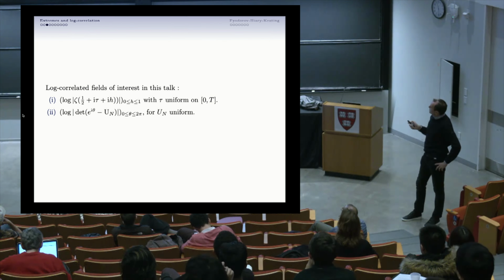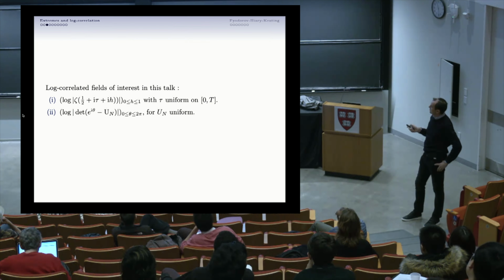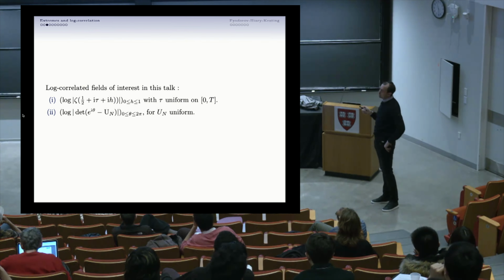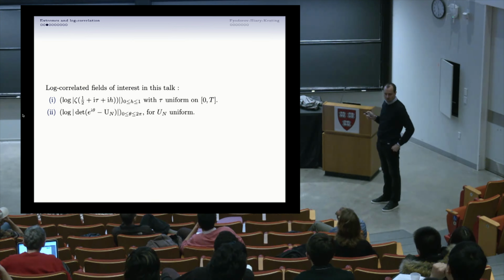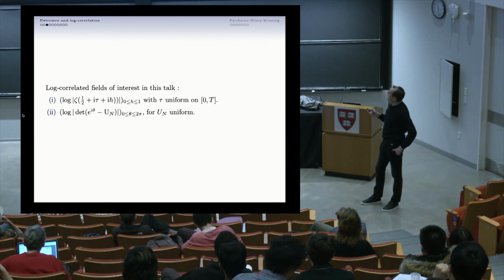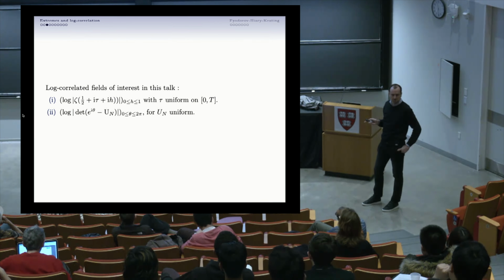Okay, so the log-correlated fields of interest in this talk, as you can guess, will be first the log of zeta, evaluated at a random, very large height, as a random function. So that's a random function. And it's easy to prove, based on some works by Selberg from the 40s, that this is log-correlated in the sense that I defined before. And the logarithm of the characteristic polynomial for random matrices is also log-correlated.